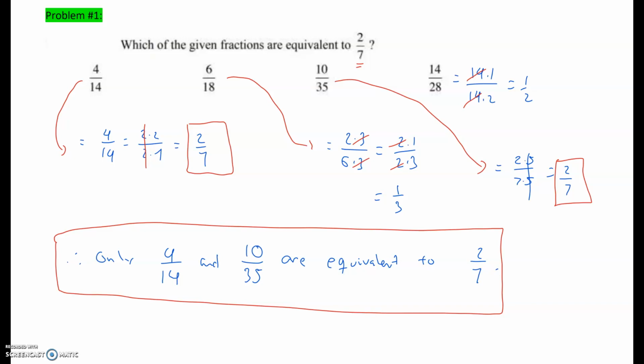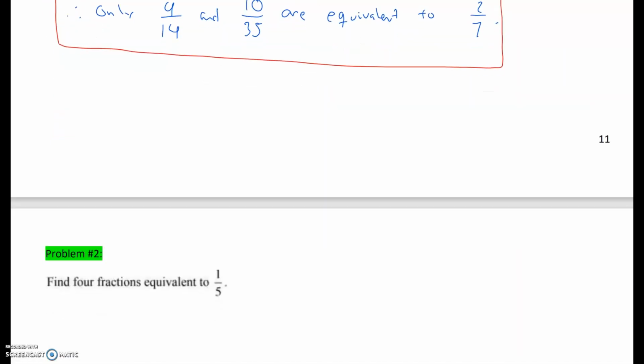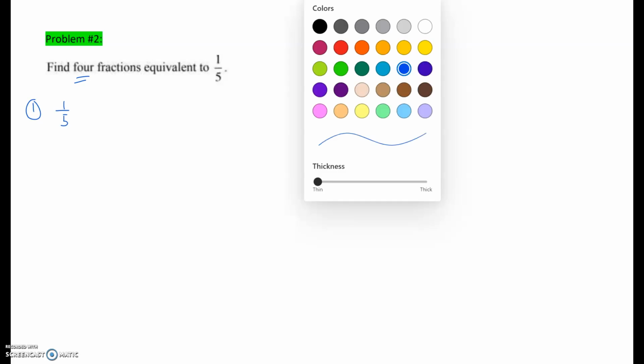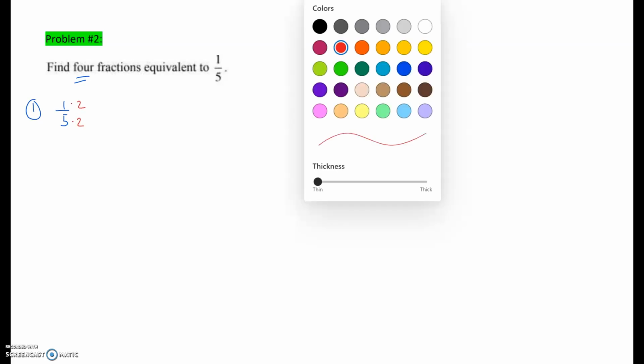Okay, let's take a look at problem 2. Now, problem 2, they're asking for 4 fractions that are equivalent to 1/5. So what I'm going to do is, you technically have the 1/5, and I'm going to multiply by a value that's going to keep it equivalent. So I'm going to multiply times 2, but you also multiply the top times 2. So in this case, 2/10 would be one of the answers.